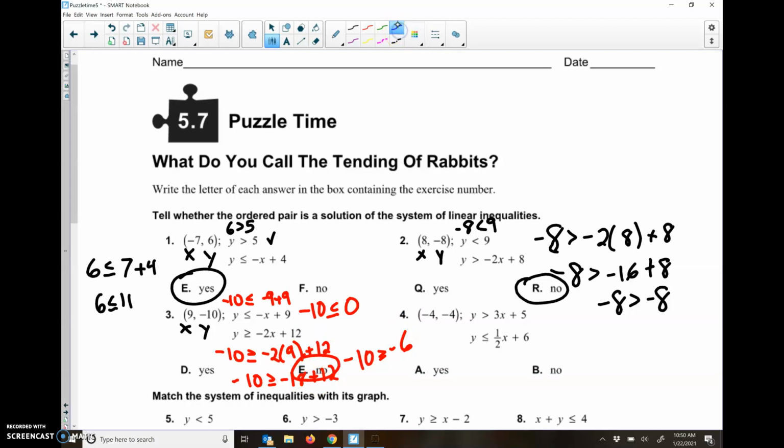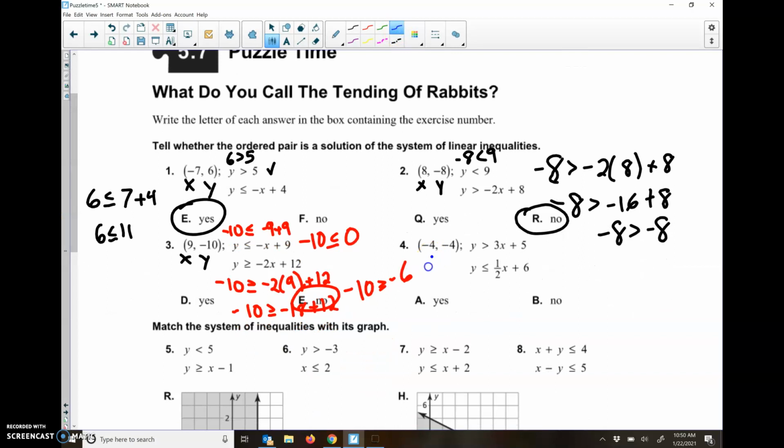And then for the last one, the number 4. Same thing. Here's x, here's y. I'm going to try to do some of this in my head since we got so much writing over here. So y is -4, and that's greater than 3 times -4, which is -12, plus 5. So -4 is greater than -7. That is true. -4 is greater than -7.